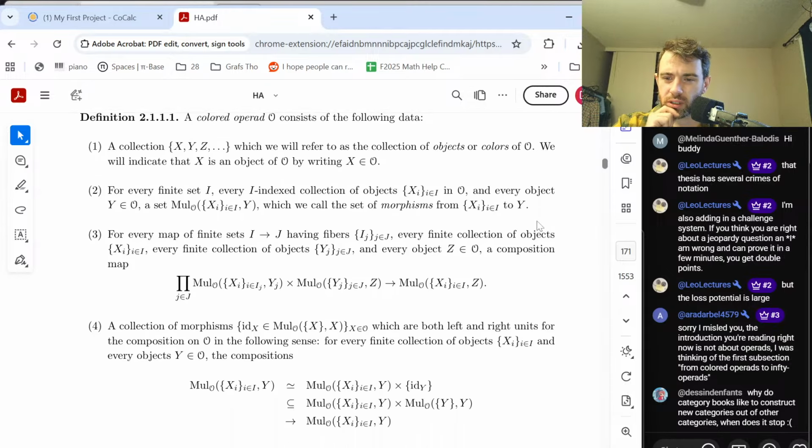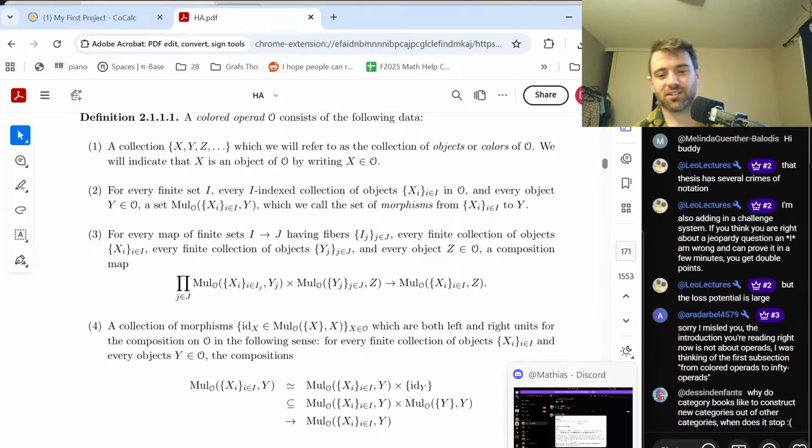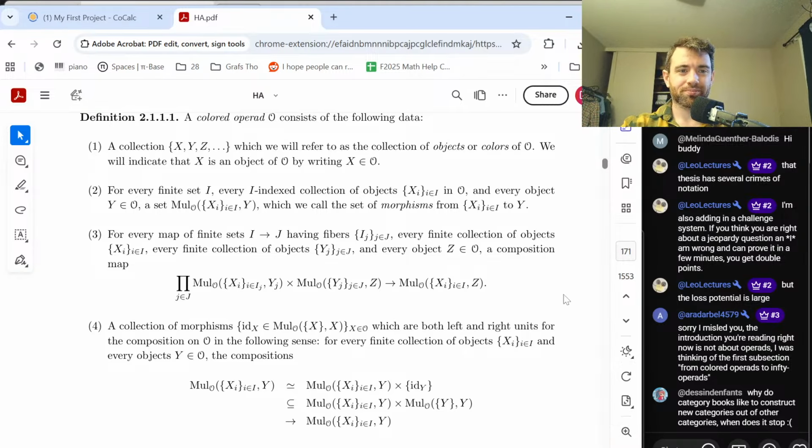Why do category books like to construct new categories out of other categories? When does it stop? Well, why do we do anything at all? Why construct real numbers out of complex numbers? And then real numbers out of rational numbers. And then next the complex numbers. Where is it going to stop? What, are we going to invent finite fields next? What about building sets out of other sets? When is that going to stop? Have mathematicians gone too far? That's my counterpoint to you, Dason.